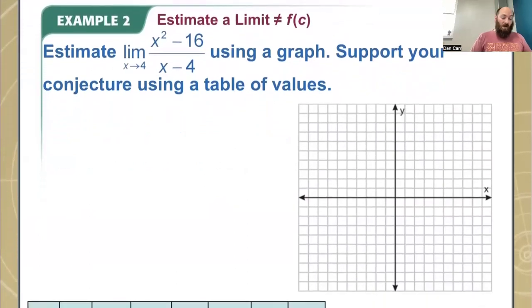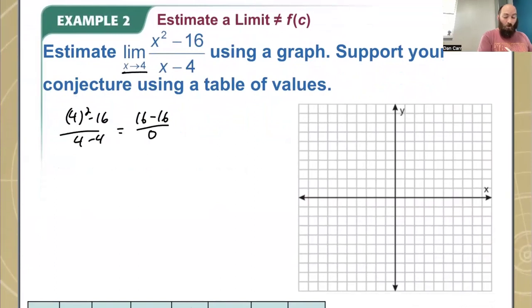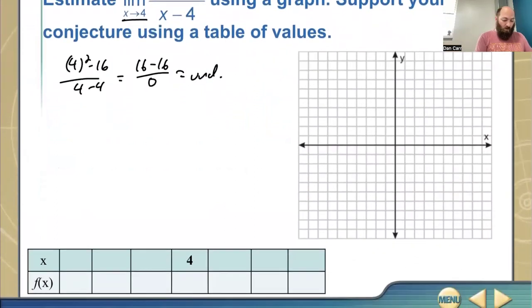So when I do this, if I plug in x approaching 4, then I'm going to plug in 4 squared minus 16 over 4 minus 4, which is 16 minus 16 over 0. But here I come across an issue. Can't divide by 0, so this is undefined. So if I go to my table, 4 is undefined. This does not necessarily stop our limits, though. Our goal is to figure out, are we approaching a certain value?